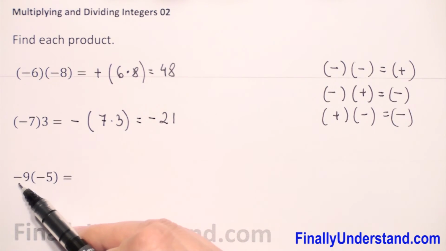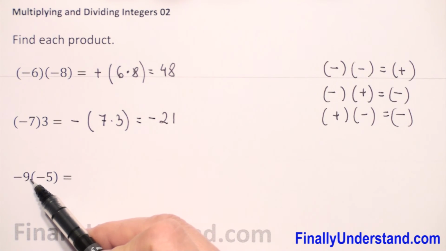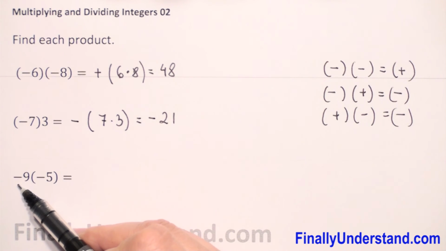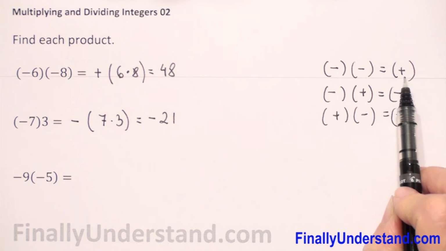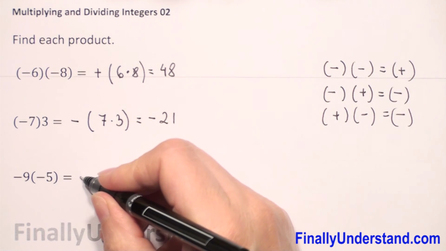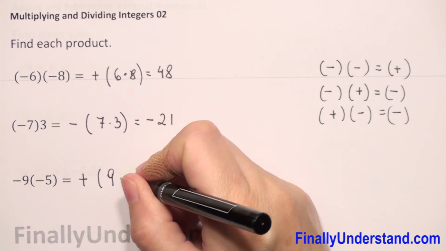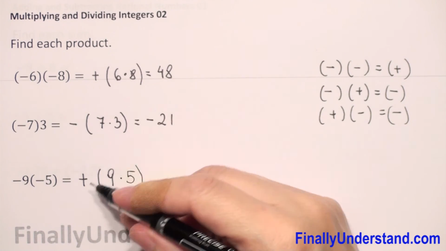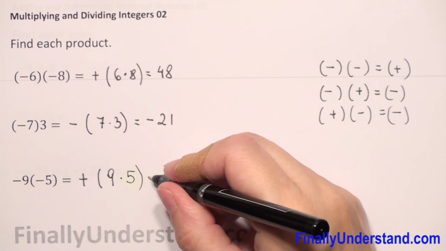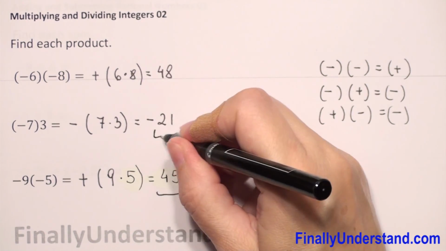Next example, now we have negative times negative. When we don't have any sign, it's always multiplication. So we have multiplication of two negative integers. Negative times negative builds one positive number. So we have a positive sign and we have to multiply 9 times 5. Close parenthesis. We don't have to write the positive sign, so we have 9 times 5 is 45. So this is my solution.